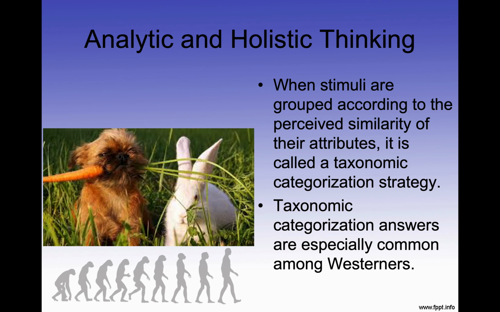When stimuli are grouped according to the perceived similarity of their attributes, it is called a taxonomic categorization strategy. So a taxonomic categorization strategy would be mammals: put the dog and the rabbit together, or animals and their food. You'd put the carrot and the rabbit together. So that's putting something together with something else. That's a taxonomic categorization strategy.